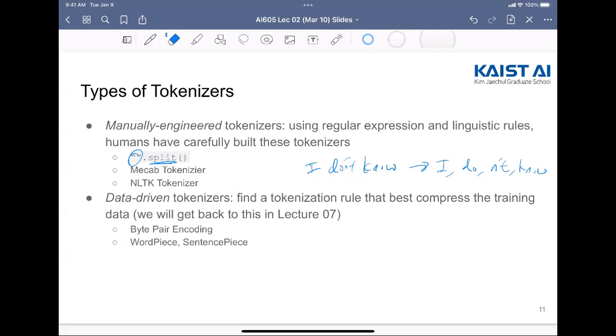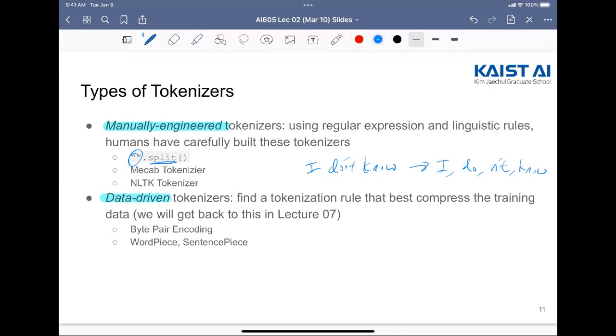But these are all manually engineered tokenizers, right? So that means they are created by humans. Whereas you can also create data-driven tokenizers, which is more popular these days, especially in English. Maybe in Korean, I think there are still debates, or in some other languages. But in English, it's clear that we're going very data-driven.